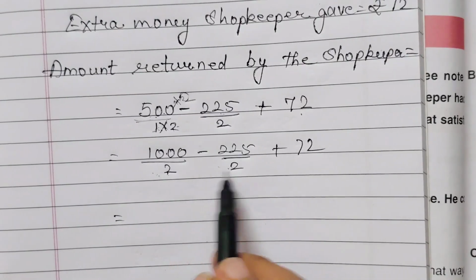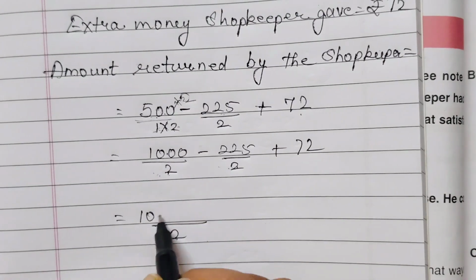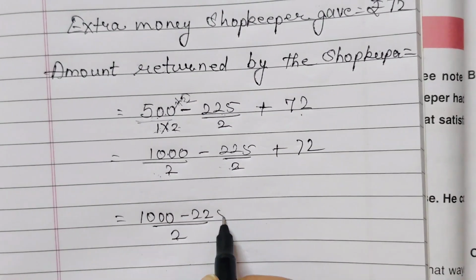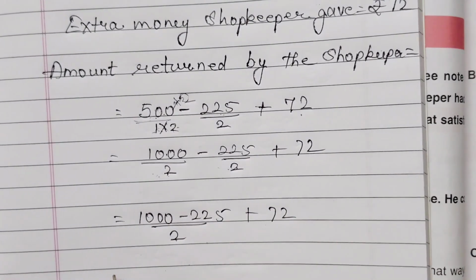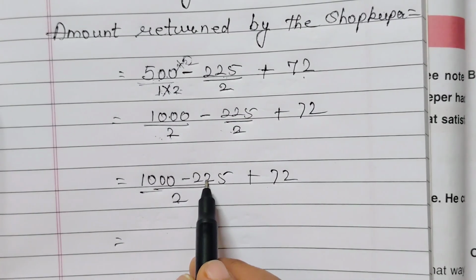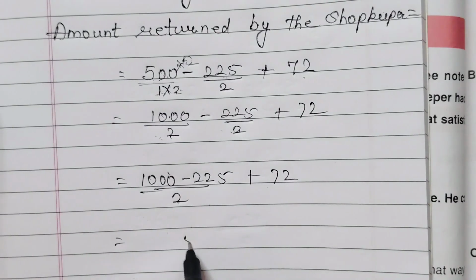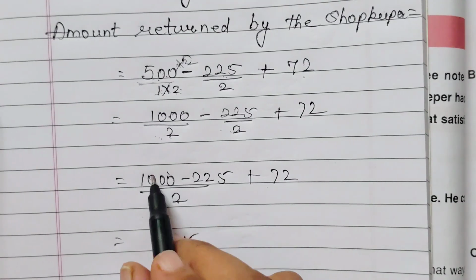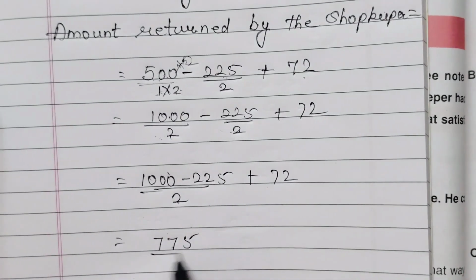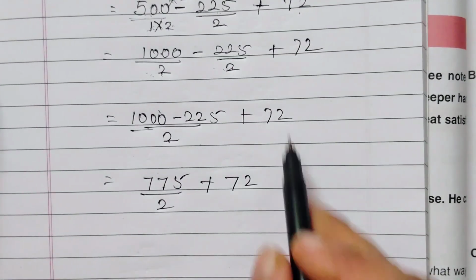So now 2 and 2 we got common. Same denominators we have, so we write it in common. So what we got? 1000 minus 225, and here 72 as it is. So when we deduct 1000 minus 225, what do we get? 10 minus 5, 5. 9 minus 2, 7. 9 minus 2, 7. 775 upon 2 we got. Okay, plus this 72.